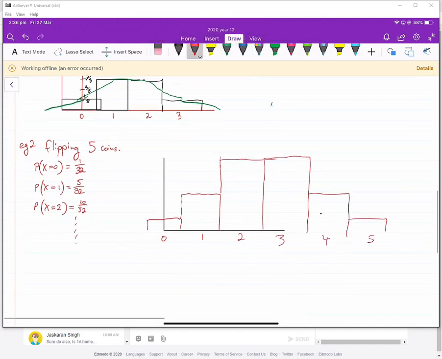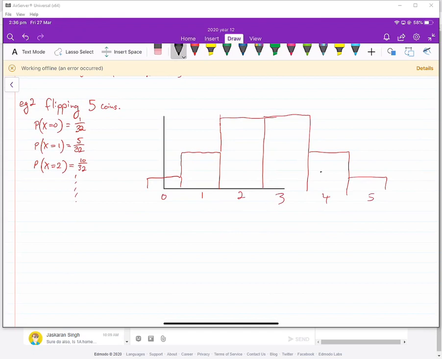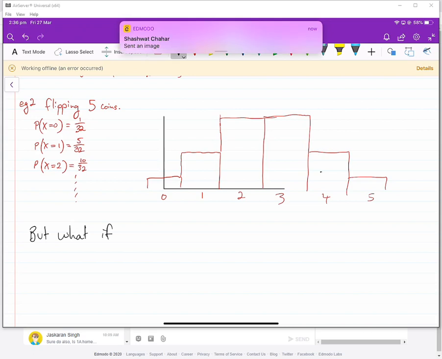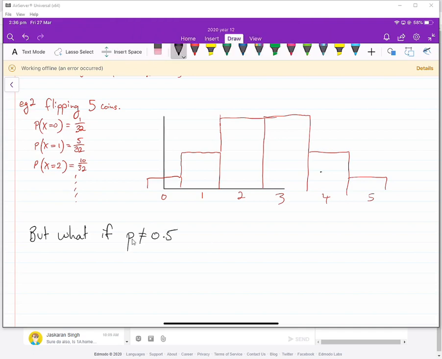Now, here's the question: what if p does not equal 0.5, so it's not symmetrical? Okay, what if there is more chance of success than there is of fail? What if there is more chance of fail than there is success? It's going to change these. It's not going to look symmetrical anymore.